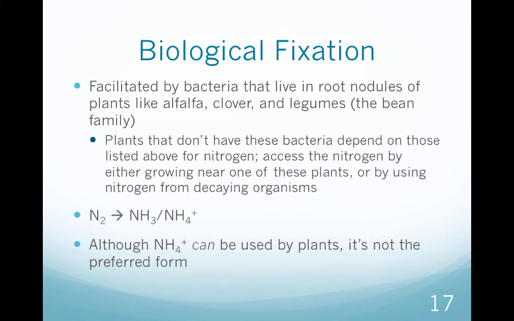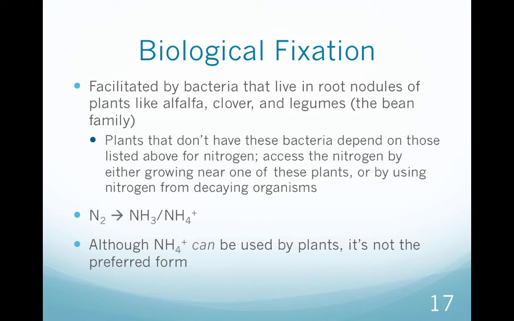Biological fixation is the most common route. It's facilitated by bacteria that live in the root nodules of plants like alfalfa, clover, and legumes, which is in the bean family. And I'm going to show you pictures of that stuff in just a second. Plants that don't have these bacteria depend upon those listed above for nitrogen. You access the nitrogen by either growing near one of these plants or by using nitrogen from decaying organisms.